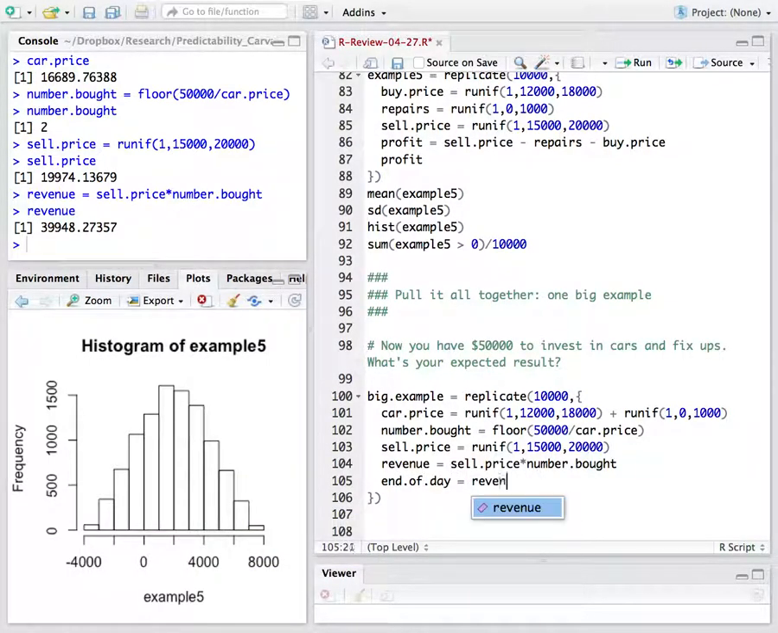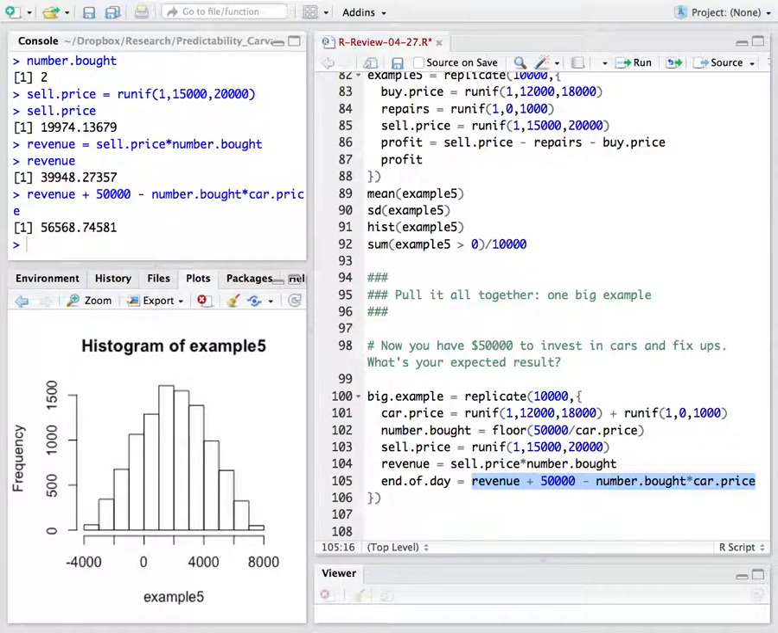All right, so at the end of the day, we have our revenue plus how much? How much did we spend to begin with? Well, we had 50,000, and we spent how much? Well, we bought 2 cars, right? How much did we buy them for? The price of the car. Great. So at the end of the day, we actually have $56,000. If I could earn $6,000 a day, that would probably be pretty good, right?